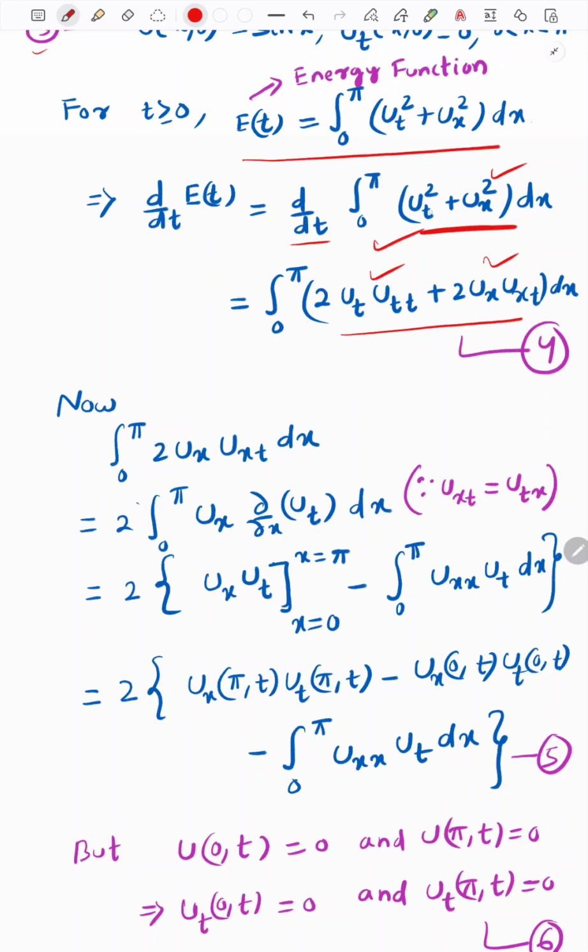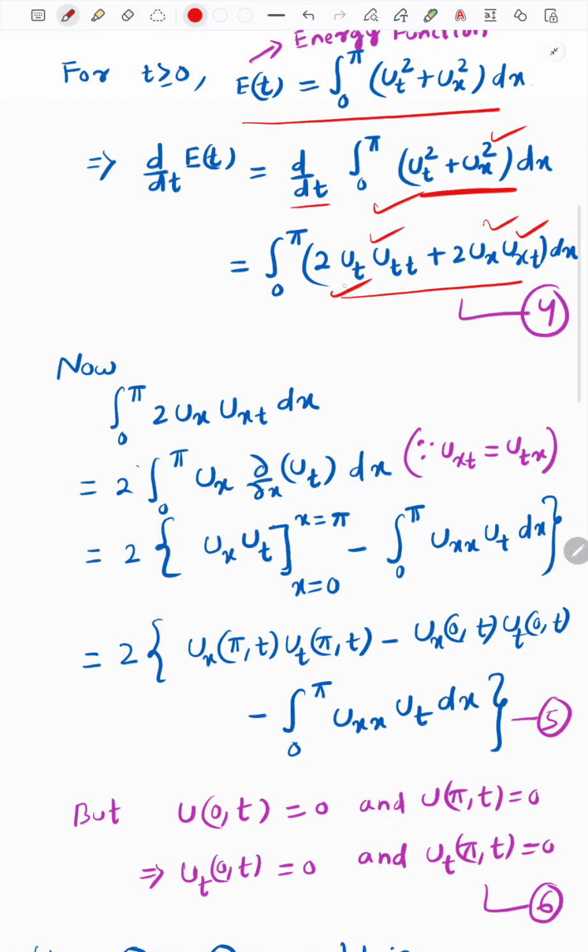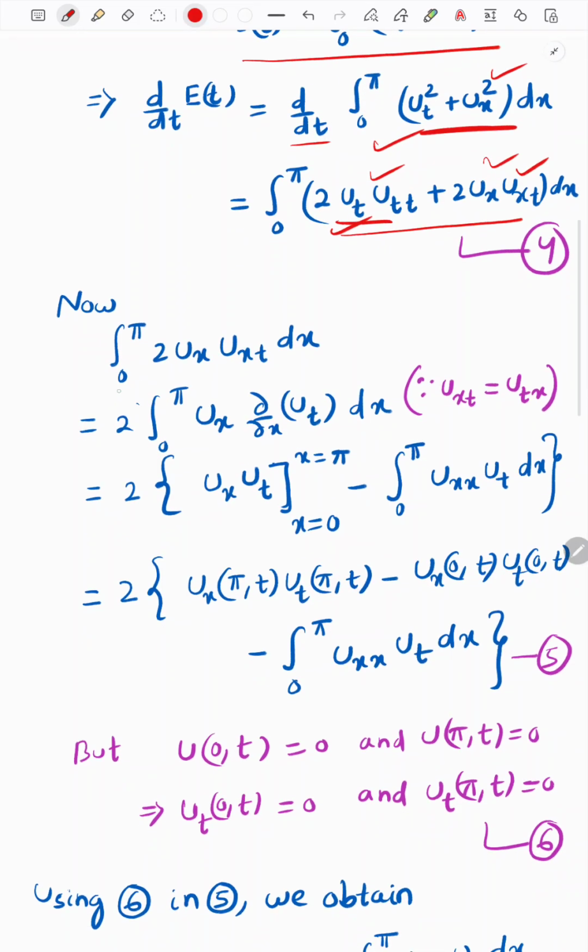You can calculate this, del u by del t of u_t squared. If you apply the power formula and the chain rule, then you get 2 u_t times u_tt. So you will get this first term, and then using a similar argument you will get this second term. Now I am taking the second term and keeping the first term as it is, so we will consider the second term, this one.